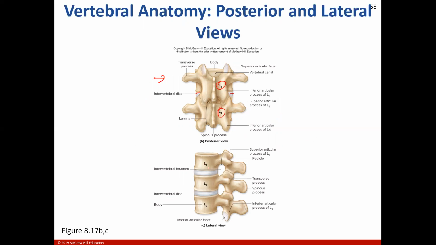This is the left lateral view of the lumbar L1, L2, and L3. And you can see the intervertebral discs. You can see the spinous process or posterior. Remember, this is posterior. And there's a foramen between the vertebrae called the intervertebral foramen. Remember, foramen means hole.